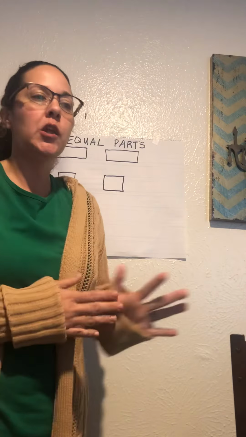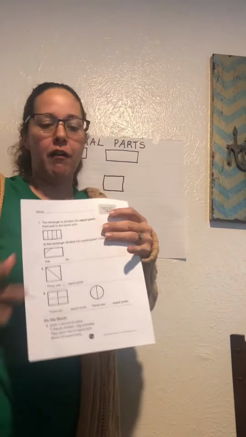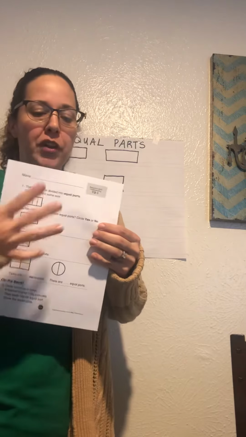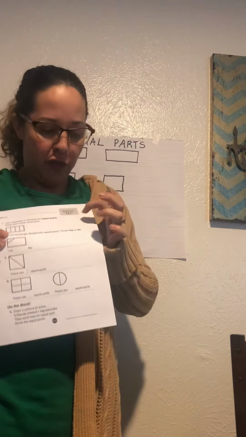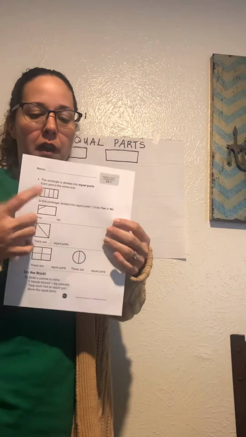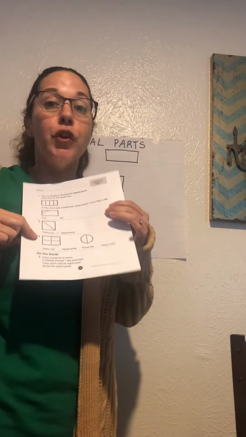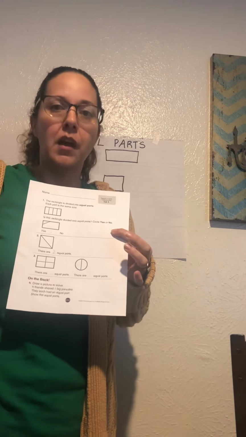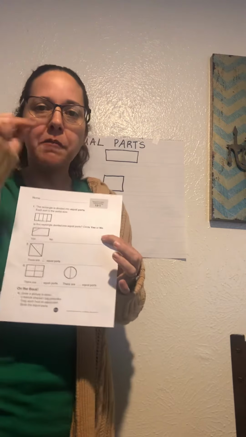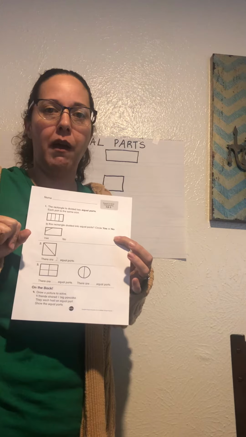So we're going to talk a little bit about math. If you don't have this math sheet ready, I want you to find this math sheet. It says 13-1 in the corner. It says equal parts. We're going to talk about some equal parts. So if you don't have this ready, I want you to pause me and go ahead and grab this and then unpause me when you're ready to begin again, okay?